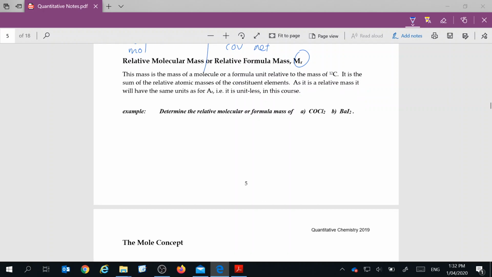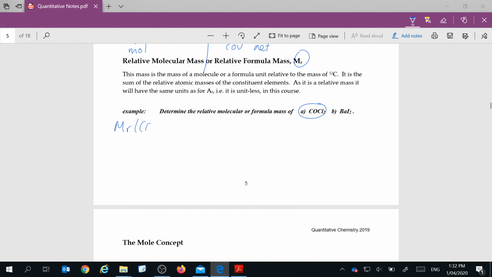Now I reckon you guys can do this one without me as well. So the relative molecular or formula mass for these substances. So pause now, have a go, resume, check your answers. So for the first one, it's going to be the relative formula mass because there's no metals in there, so it's covalent molecular, but they have the same symbol anyway.